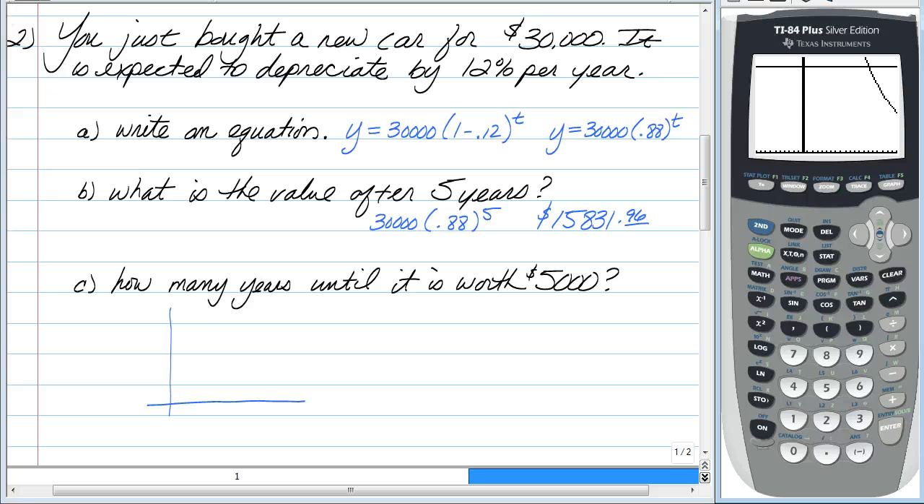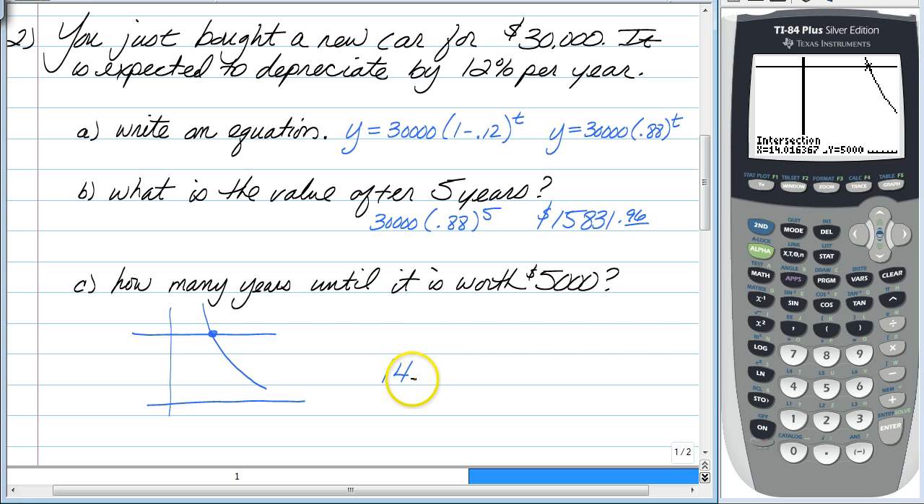There you go. So your graph is going to look a little bit like this because you're starting way up at 30,000, and then here's your line that represents 5,000. Now you're just going to press second, trace, number 5, click enter 3 times, and it'll tell you that it'll be approximately 14.016 years.